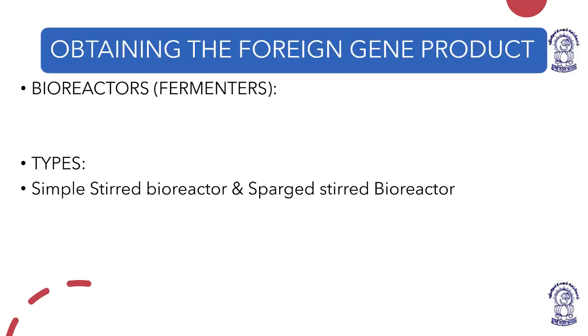Now, how to obtain the foreign gene product? I mean, how to isolate the foreign gene product? Okay. So to obtain the foreign gene product, we require bioreactors or fermenters. The foreign gene product, basically we need a recombinant protein.